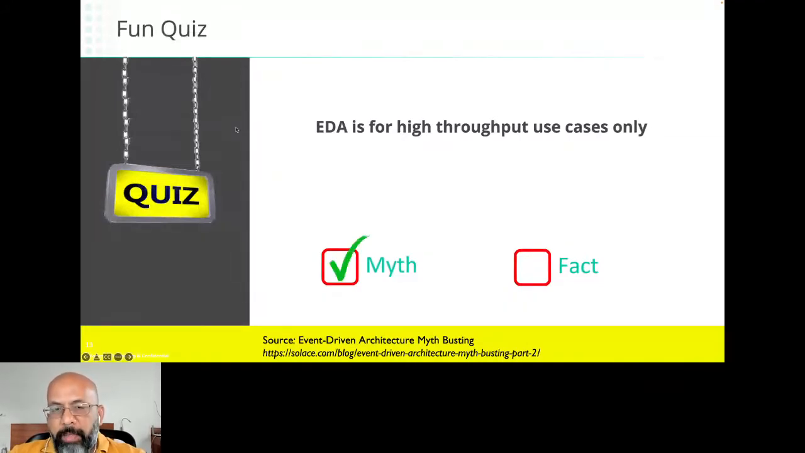That's correct. EDA can be used for mission critical communication as well, where there could be a single message triggering a bunch of other messages. So it is not necessarily for high throughput cases, right? It's the criticality of the business requirement about guaranteeing the message or event passing from point A to point B, mediated through broker, and so on. Okay, so it's good. Thank you.